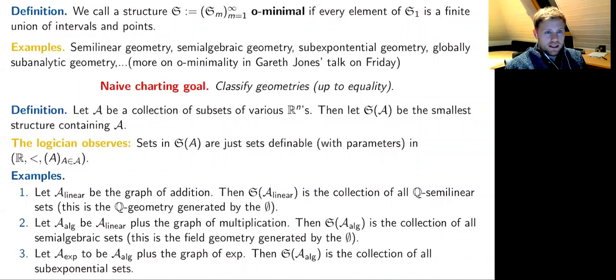And of course, the way you should think about the examples from the previous slide is that the fact that these collections of sets form a geometry says precisely that this generating process stabilizes. For example, if you take the semialgebraic sets, you don't have to keep closing under projections, because semialgebraic sets are already closed under projections.